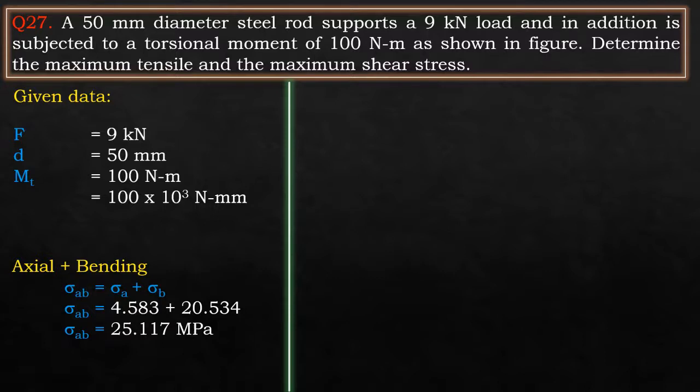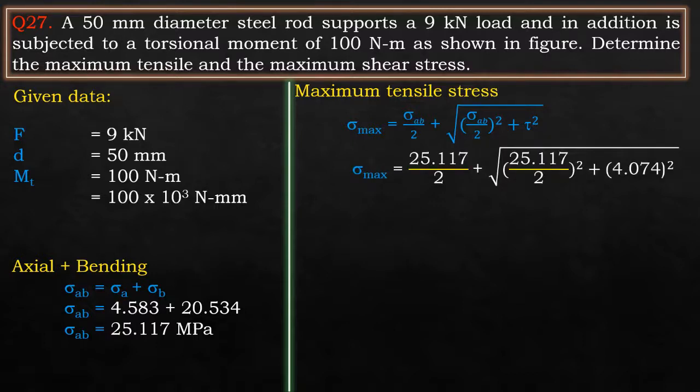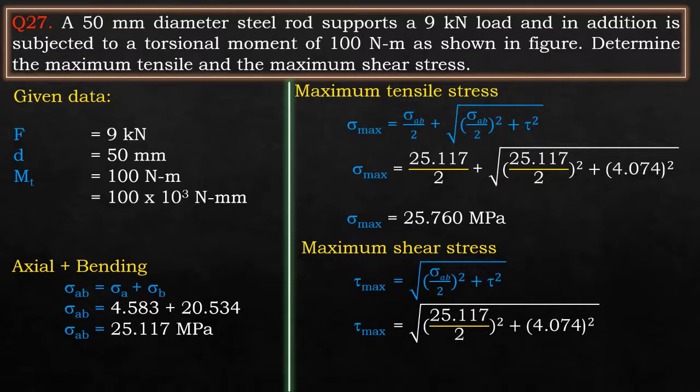Once we have determined this axial and bending value, sigma AB will be substituted in the maximum tensile stress formula. Sigma AB by 2 plus root of sigma AB by 2 whole square plus tau square gives the value of maximum tensile stress. By substituting the values of sigma AB and the shear stress which we have already determined, we will find the value of sigma maximum. And also by substituting these values in the maximum shear stress equation, we will determine the value of tau maximum, which happens to be 13.202 megapascals. So that is how we find the maximum tensile stress and maximum shear stress in this numerical.